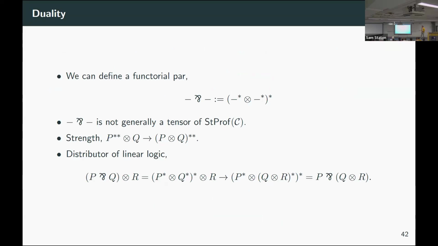Just a couple of brief words on this. You can define a par here in the way you would expect, but it's not going to be a tensor product of this category because the star is not an involution. But you still have strengths, and you do still get a distributor that looks a lot like the one from linear logic, but the par just isn't a tensor product anymore.